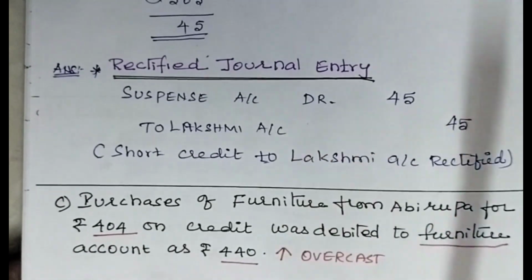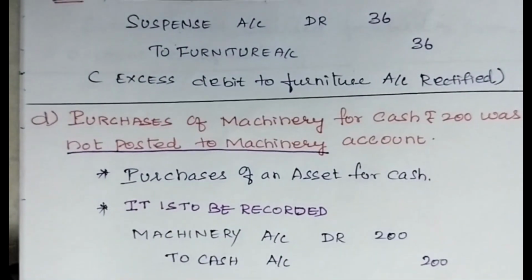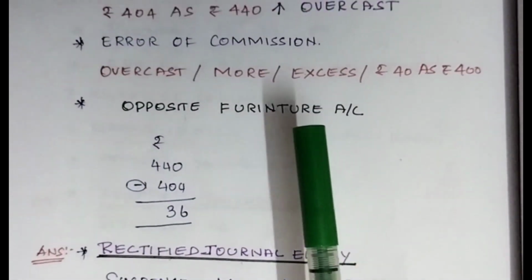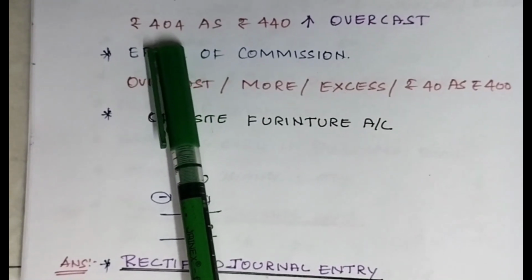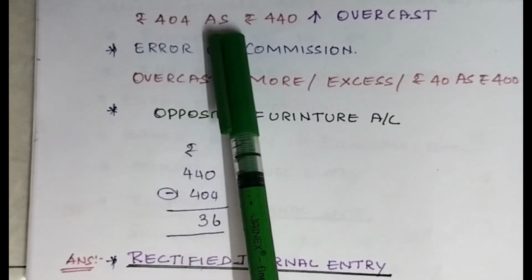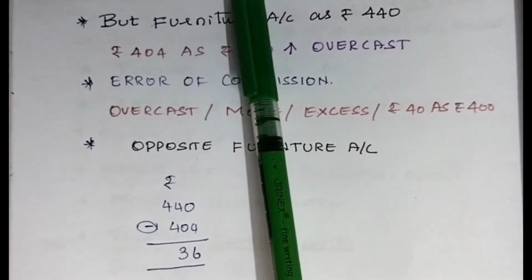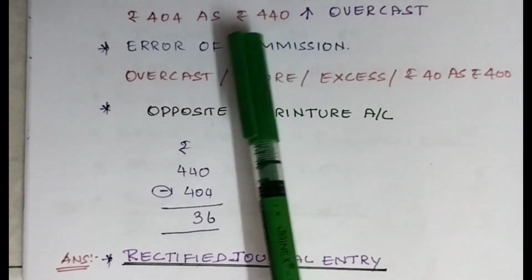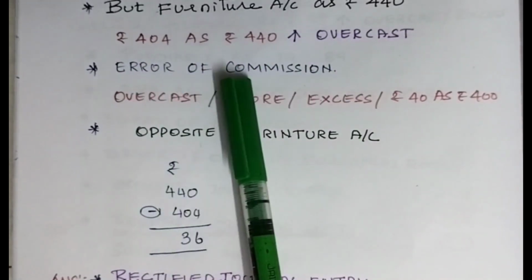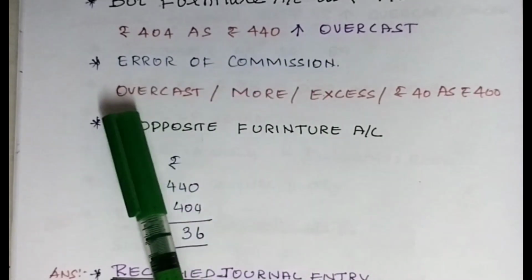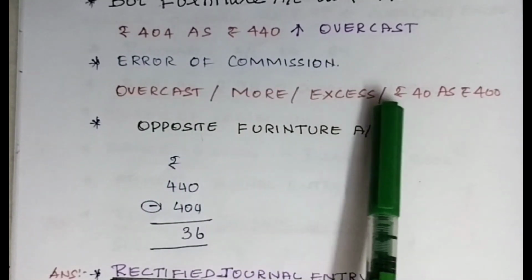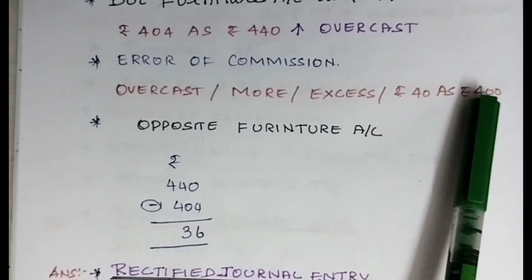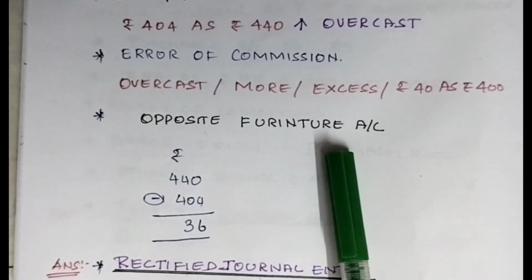So which account has the error? The error is only in the furniture account. The amount is the error. Instead of 404, the accountant entered 440 in the furniture account. That is overcast, so this error is called an error of commission. Whenever you see overcast, you have to follow the opposite journal entry.